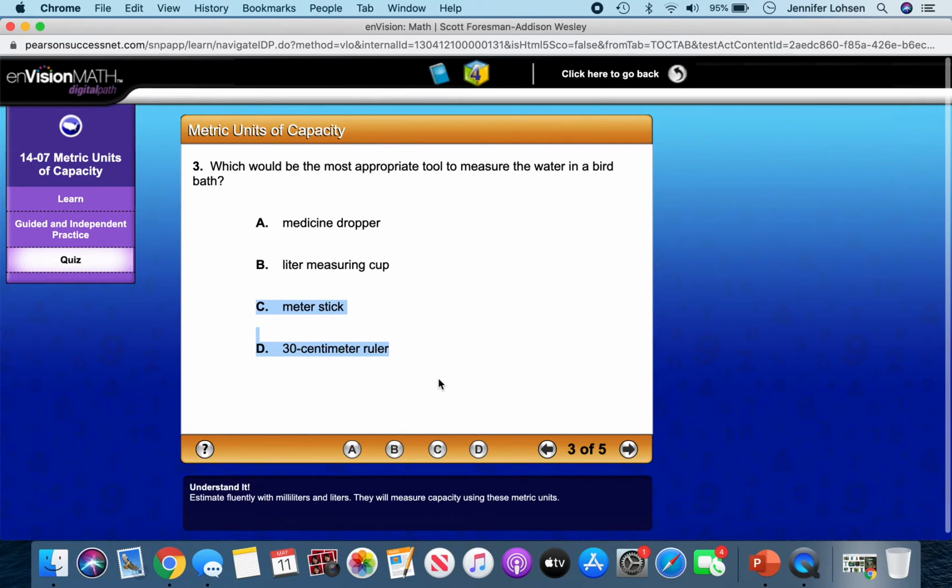But remember, it takes 20 drops out of that dropper for me to even get to 1 milliliter. That is a lot of drops. That takes a lot of time. So even though a bird bath is not huge, it's still the best unit to measure in liters. So we're going to go with B for this one.